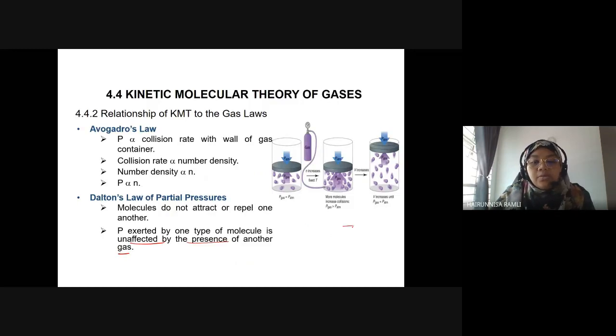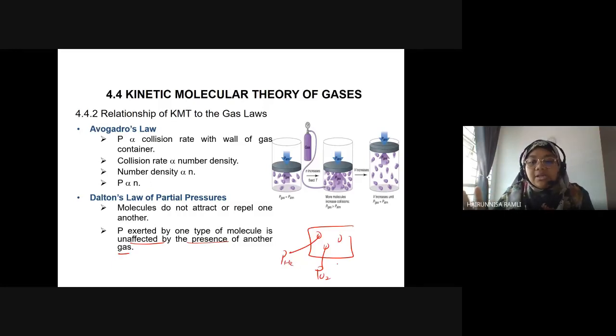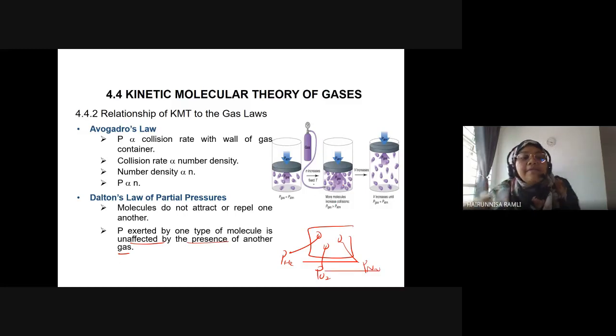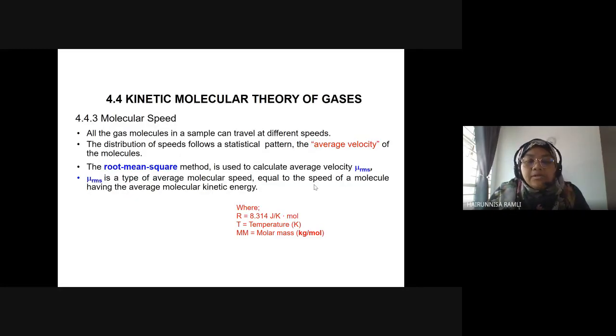So maksudnya kalau ada gas setiap satu ni, maknanya this is the pressure. Let's say helium, this is the pressure of helium. This is the pressure of oxygen. So this is the pressure of nitrogen. So dia masing-masing lah unaffected by presence of another gas. Okay, so tadi bila kita relatekan dengan all the gas laws, okay, and also Dalton's law.